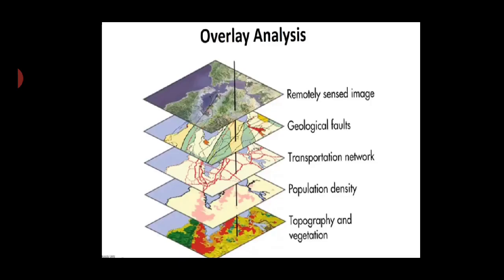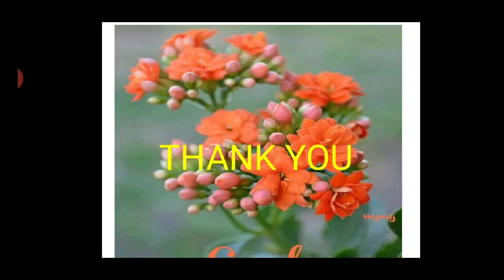And then there is something called overlay analysis, wherein topography, vegetation, population density, transport network, geological faults, and remote sensing images, all these data are overlaid on each other to give the necessary data for that particular kind of survey work. So this is all about how integration is done with remote sensing and GIS.